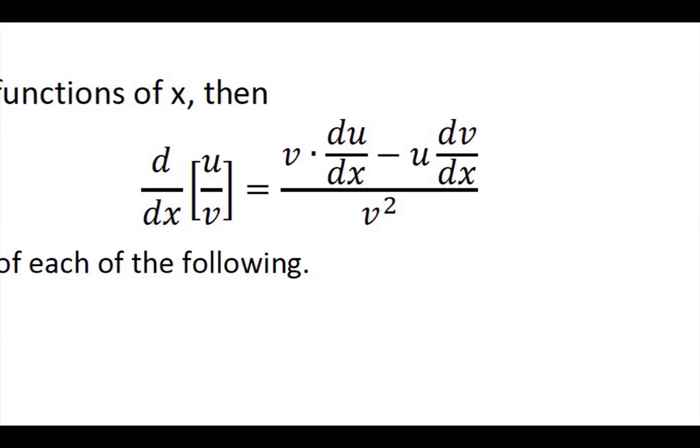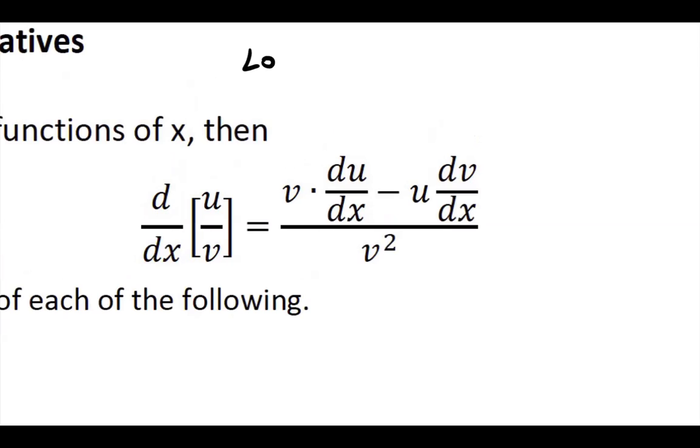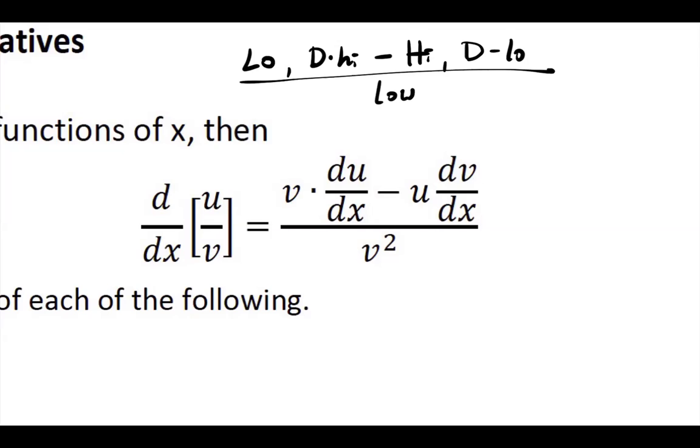A few of my students from past years have come up with ways to memorize this. This is their method. See if it works. If it sticks, great. They say this: low d high minus high d low over low squared.